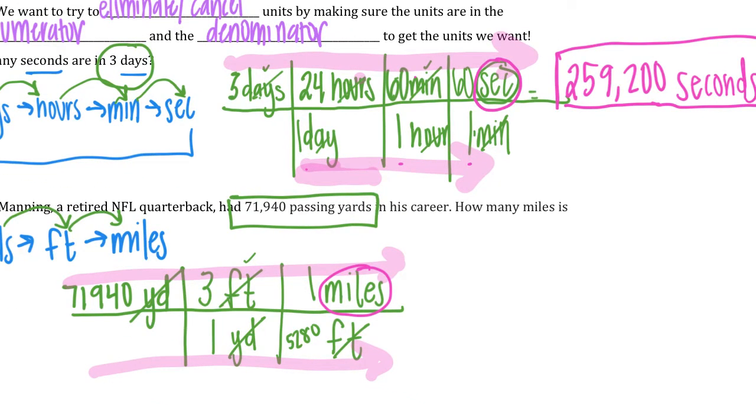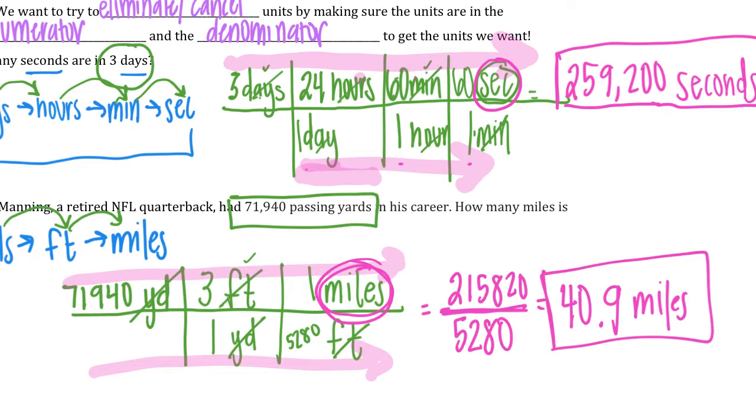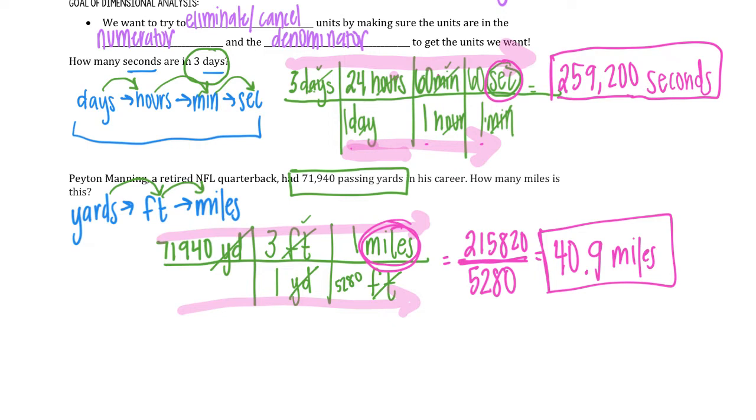71,940 times 3 divided by 1 times 5,280. This division bar is telling us to divide. We divide it out and we get 40.9, and make sure you're labeling your answer in the final unit, miles. Pause and rewatch if you're confused by either of those two problems, and make sure to log back into office hours if you're confused by that.